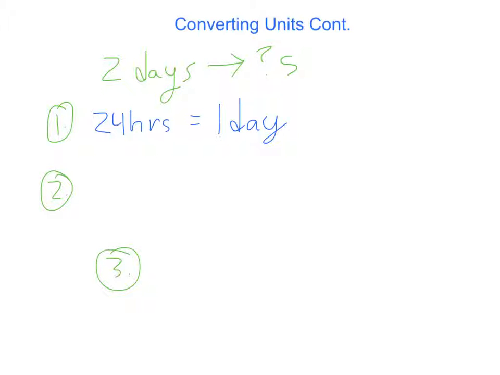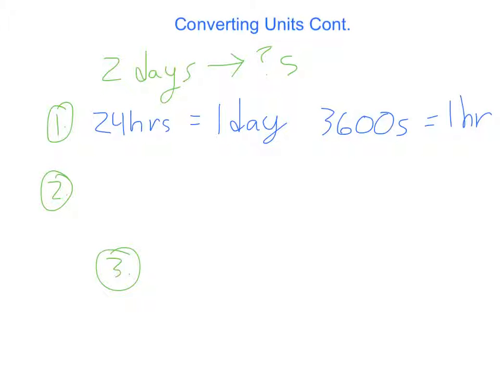Now, from there, we can say how many seconds are in an hour. And I recommend that you actually memorize this conversion factor because it saves you the intermediate step of going from hours to minutes and then minutes to seconds. There are 3,600 seconds in 1 hour. So now we have a total of 2 conversion factors to use: the 24 hours in a day, and then the 3,600 seconds in an hour.